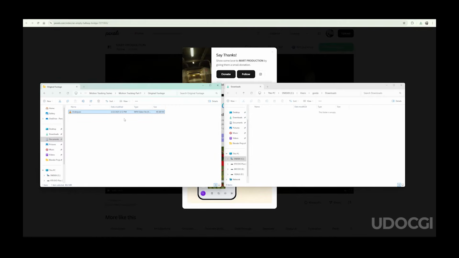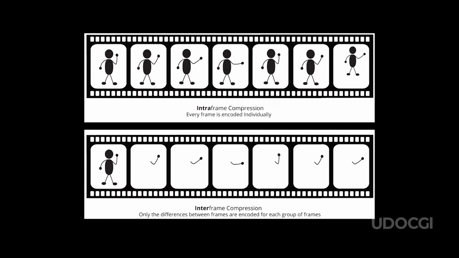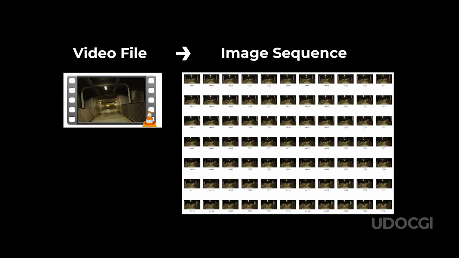With the footage downloaded, it's time to prepare it for motion tracking. First, we'll convert the video into an image sequence. This is especially important if a camera uses frame compression, a method that reduces file size by saving only some frames and filling in the gaps by moving pixels around. While this saves space, it can cause problems with motion tracking. Converting to an image sequence ensures every frame is intact, making tracking more accurate.